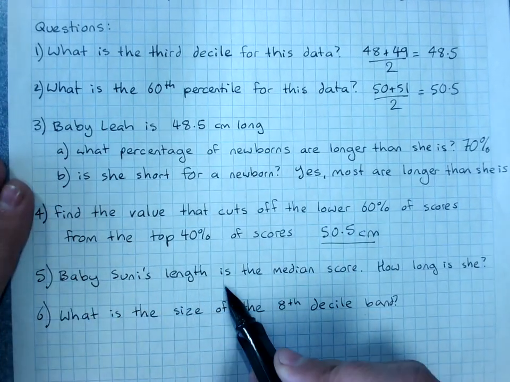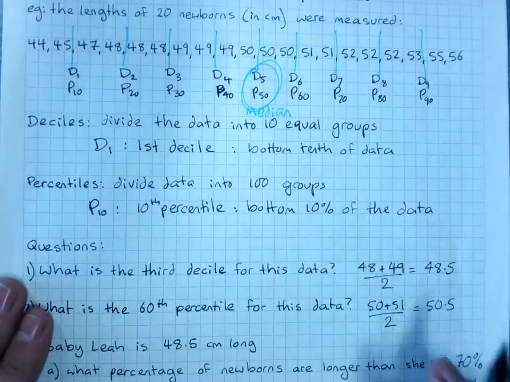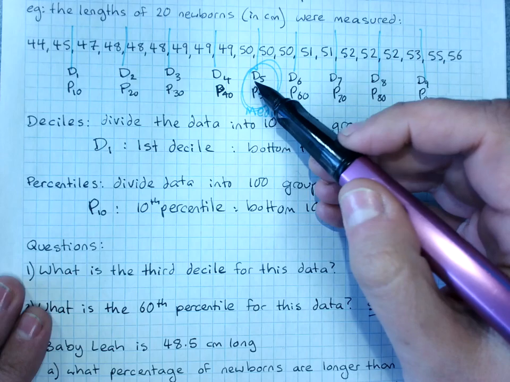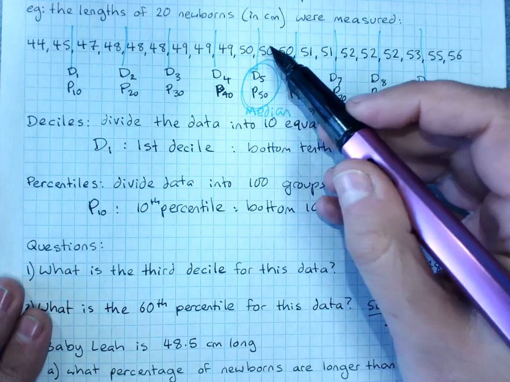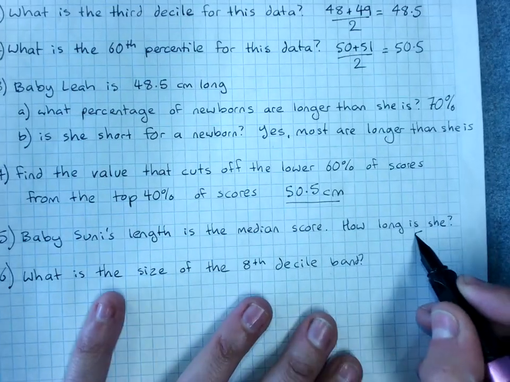Baby Suni's length is the median score. How long is she? So we remember that P50 or D5 is the median. Halfway between 50 and 50 here is still 50, so she's 50 centimetres long.